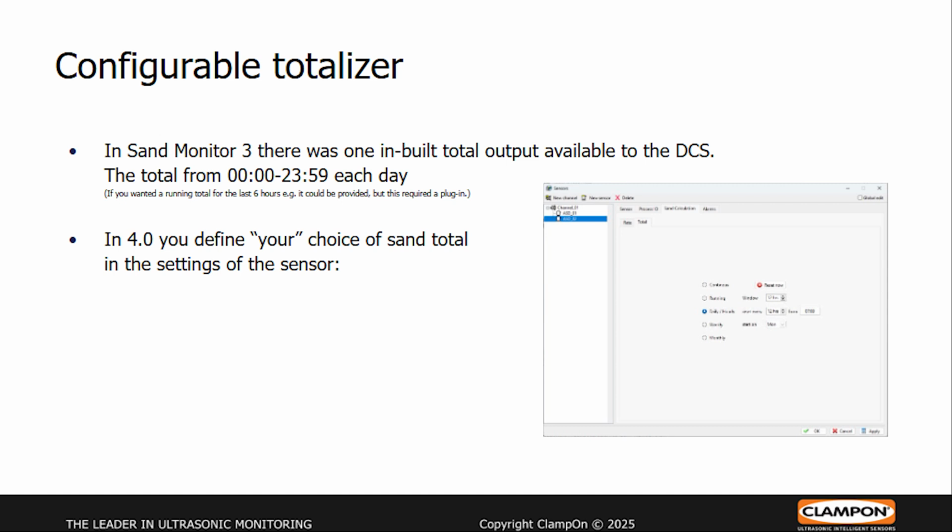In many cases, in our systems, we have a custom totalizer where someone wants a running total for their shift, for example, the last 12 hours. In the previous version, it was always a locked totalizer from the start of the day till midnight. That's something that is now configurable. This is the total that we output to external systems as well. So you have a lot of configurable options here.